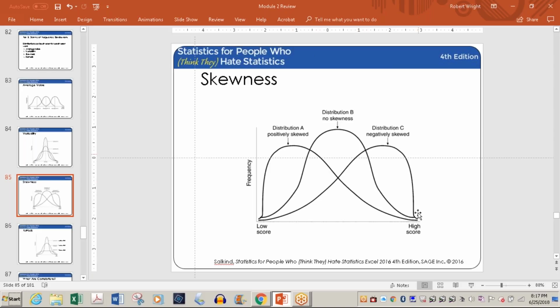Now, the opposite is here. If this was test scores, what would this be? That it was a really easy test. Yeah, because you have a lot of scores above the mean.